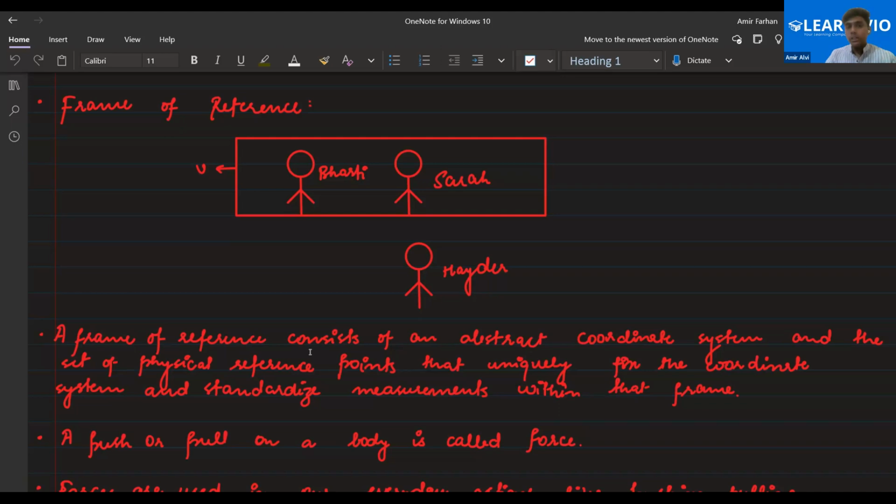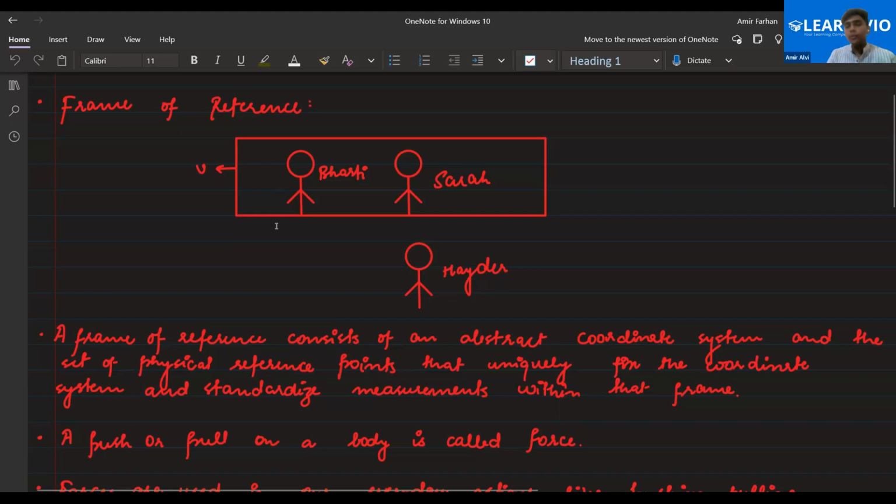So that's why the frame of reference is a very crucial concept, which determines the calculations. For Bharti and Sara, they are at rest because they are not moving at all. They are just sitting in a train. But for Haider, because he's standing at the platform and the train is moving with some velocity v, they have the velocity v as that of the train. Am I clear, everyone?